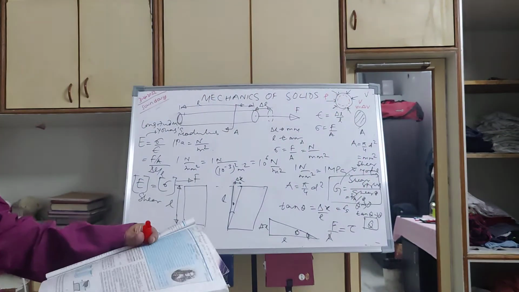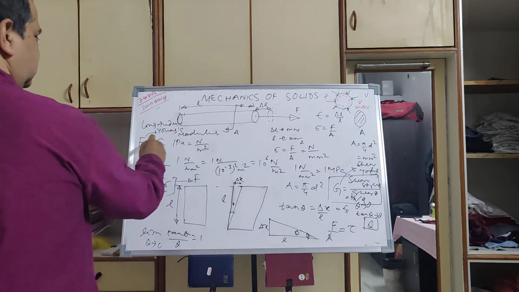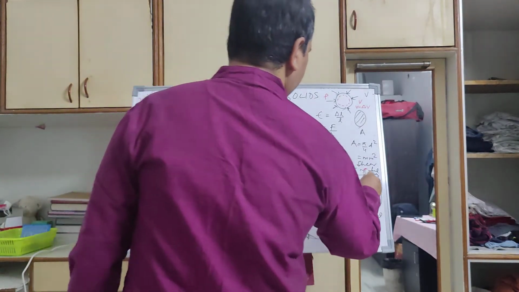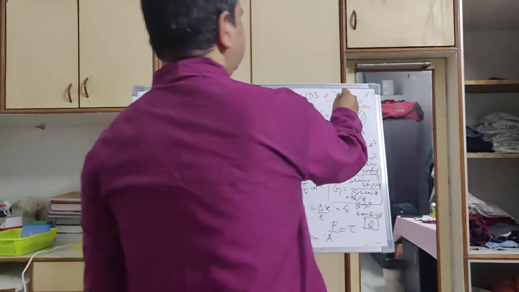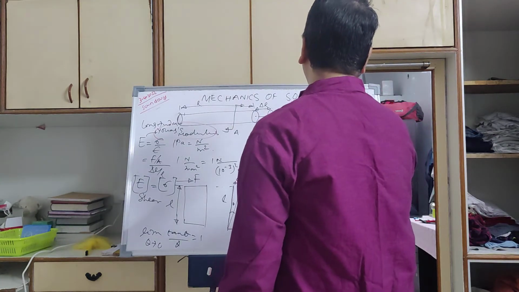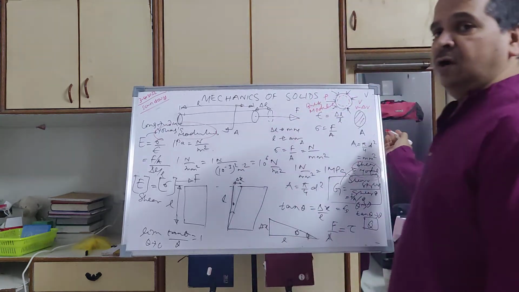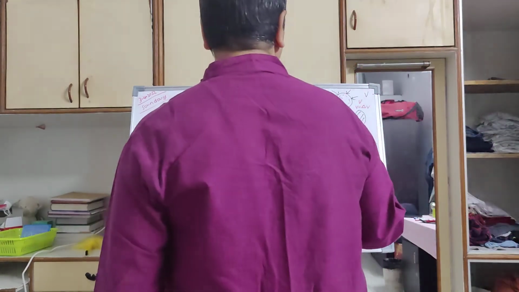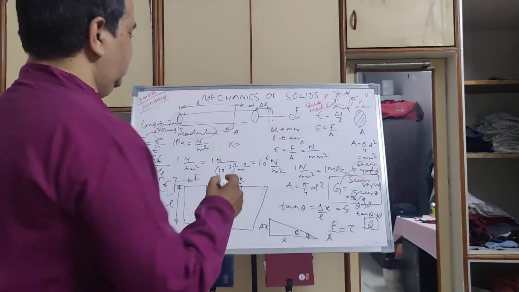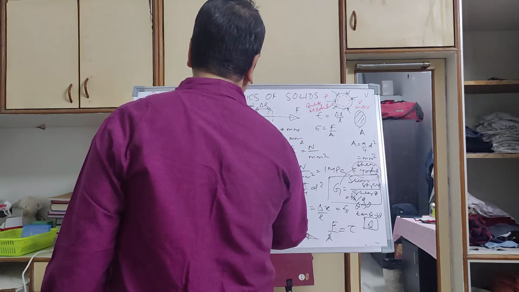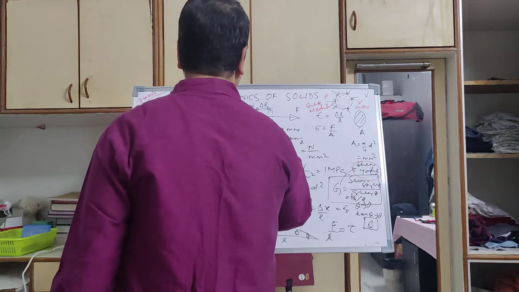This is called the bulk modulus, because the bulk of the material is getting compressed. What is the formula for bulk modulus? It is known as K. K is equal to the applied pressure P divided by delta V by V. This is called the bulk modulus.